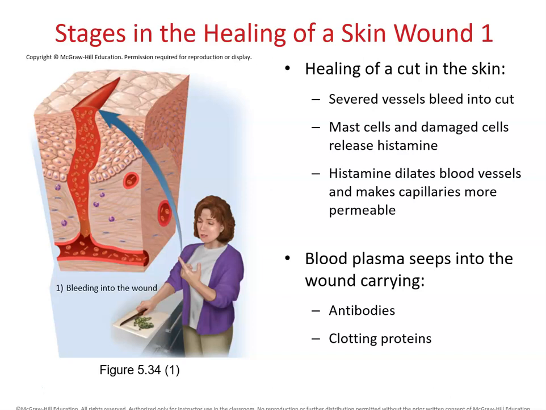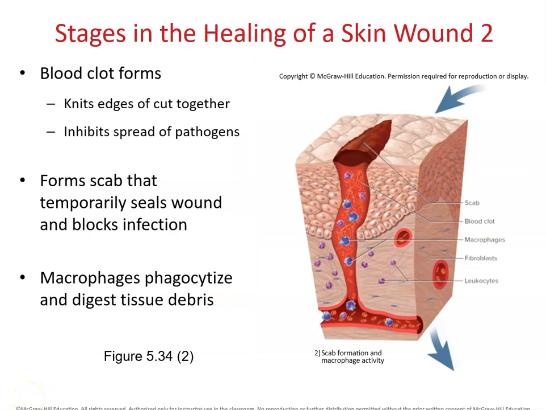Blood plasma, remember plasma is the ground substance of the blood. Blood plasma is going to come into the wound, and it's going to bring with it antibodies and also proteins that promote clotting. Then the clot is going to form, and the clot holds the edges of the cut together. It keeps them physically together. And it also kind of forms a plug that's going to keep pathogens out. The clot will harden into a scab that seals off the wound and is going to further keep pathogens out.